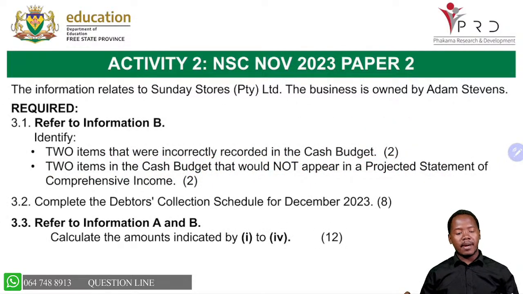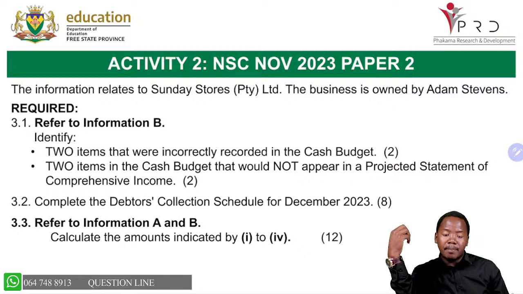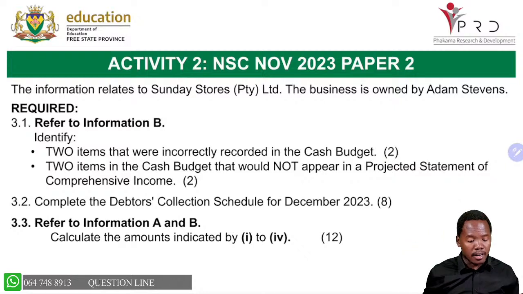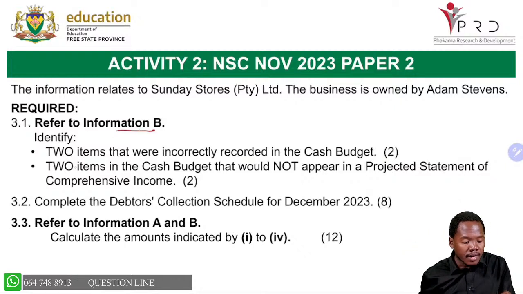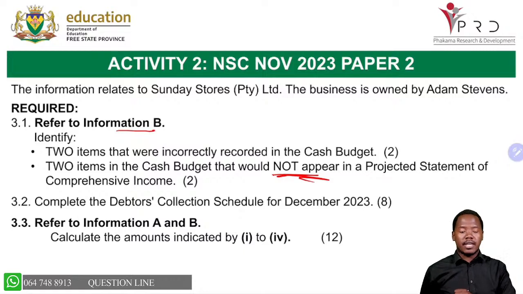Now, let us look at the information. Our information relates to Sunday Stores Pty Ltd. The business is owned by Adam Stevens. First question 3.1. We refer to information B. Identify 2 items that were incorrectly recorded in the cash budget. And then second question, identify 2 items in the cash budget that would not appear in the projected income statement or projected statement of comprehensive income.